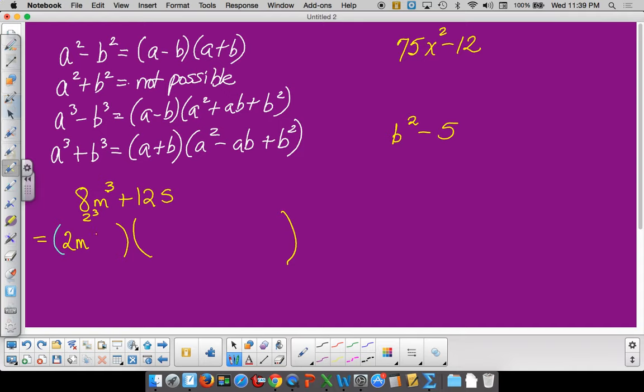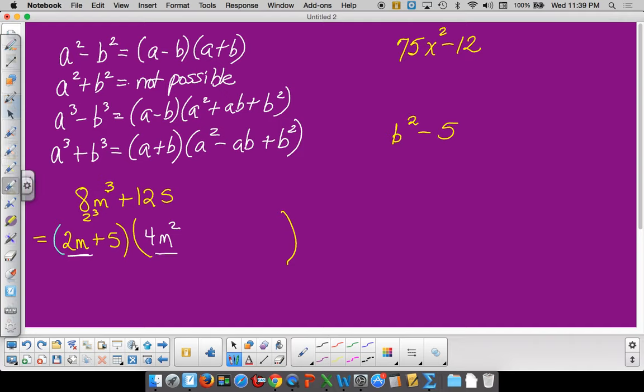125 is nothing more than 5 cubed. So you'll have a plus 5. Once you get that part figured out, the rest of it is the square, multiply, square. So square the 2m. What do I get when I square 2m? I get 4m squared.